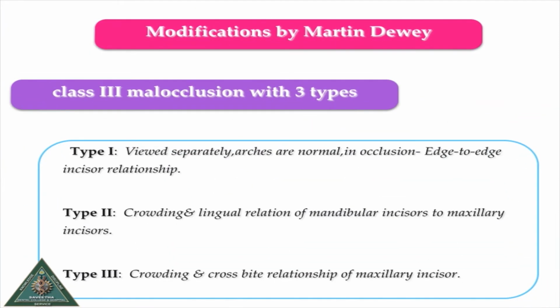Modification of Class 3. Type 1 is edge-to-edge incisor relationship. Type 2 is crowding and lingual relationship of mandibular incisors to the maxillary incisors. Type 3 is crowding and crossbite relationship of maxillary incisors.